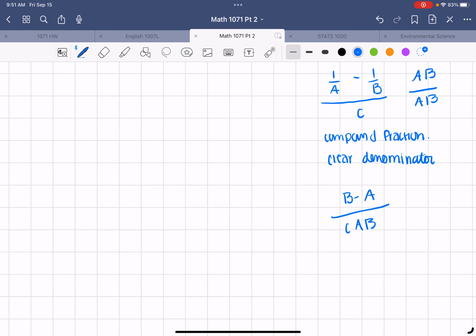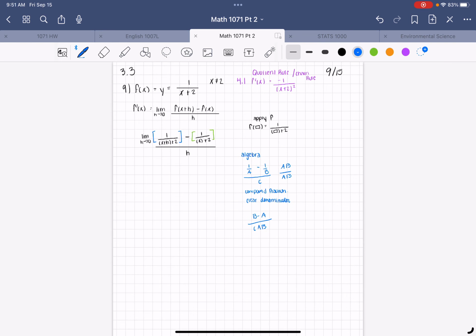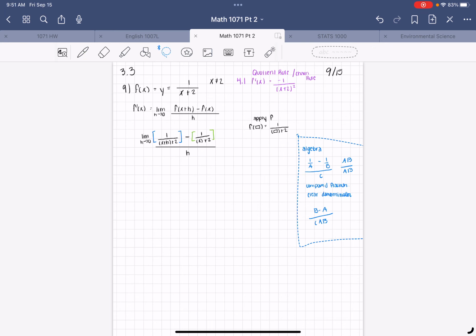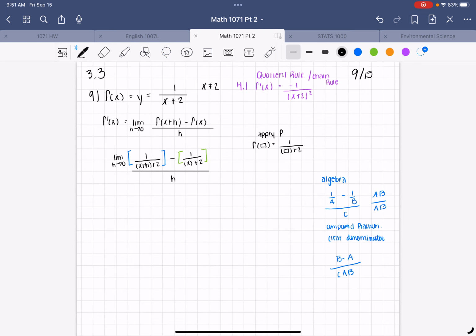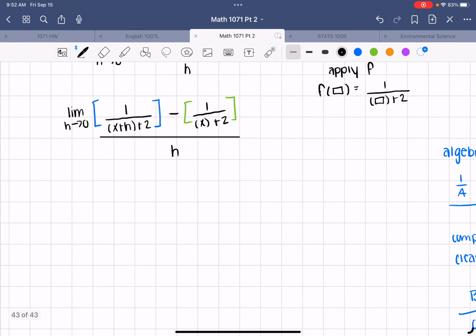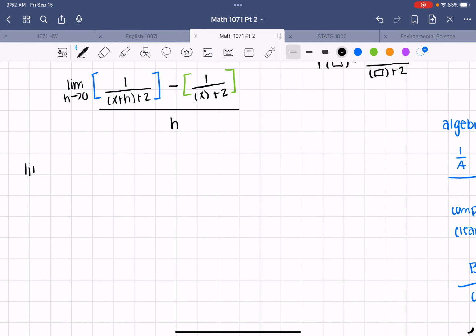So what I'm going to do is I'm going to multiply this whole thing through by the product of the denominators. And I'm getting crowded, so let me come over here. Let me recopy. Limit h goes to 0 of 1 over x plus h plus 2 minus 1 over x plus 2 all over h. So what I'm going to do, I'm going to multiply through by 1. I mean, it's the product of the denominators: x plus h plus 2 times x plus 2, over x plus h plus 2 times x plus 2.